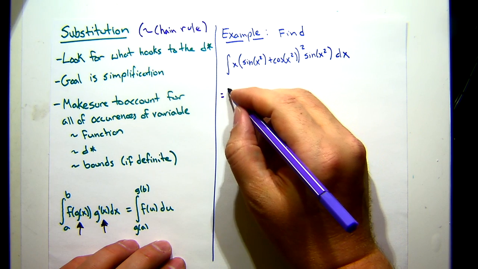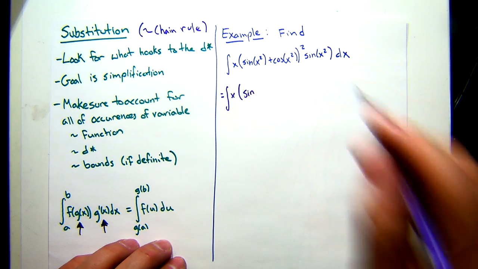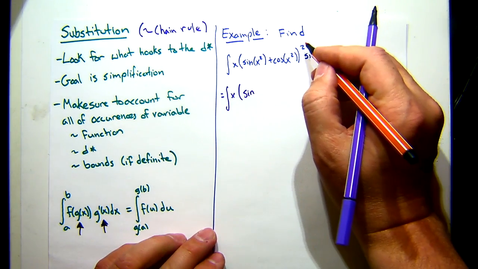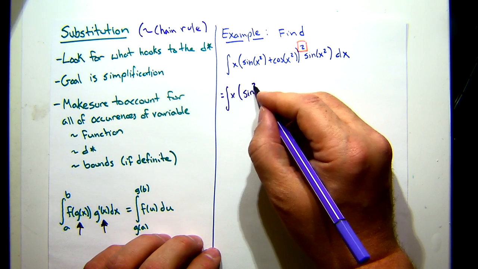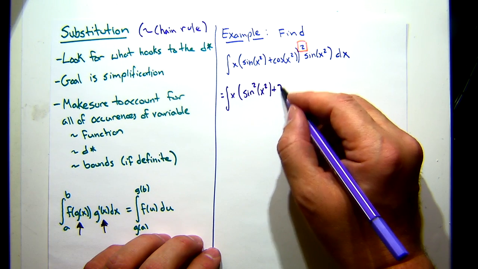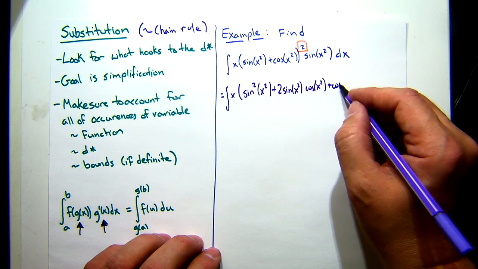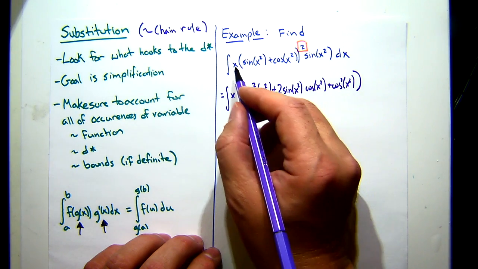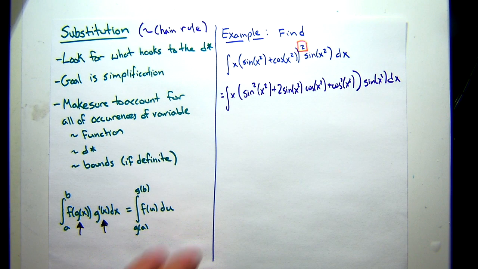So if we do that, this will become the integral of x times sine squared x squared plus 2 sine x squared cosine x squared plus cosine squared x squared, times sine of x squared dx. You're probably thinking, you've made it worse. That's probably true, but sometimes you have to make it a little bit worse before it gets a lot better.